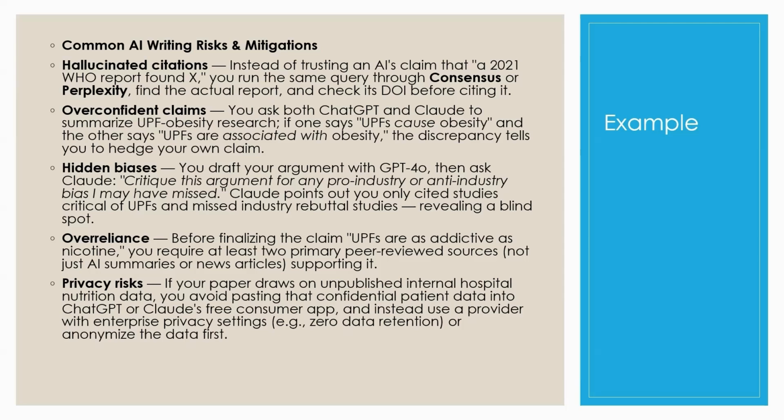Before finalizing the claim that you are actually making, you require at least two primary peer-reviewed sources supporting it, not just their summaries or news articles. Privacy risk: if your paper draws on unpublished internal hospital nutrition data, you avoid pasting the confidential patient data into ChatGPT or Claude's free consumer app, and instead use a provider with enterprise privacy settings. Yeah, this is very important.